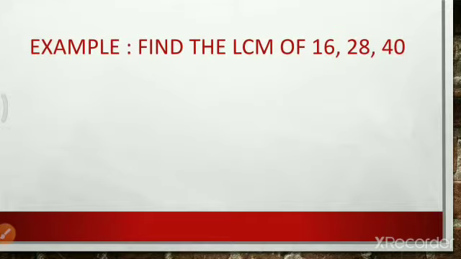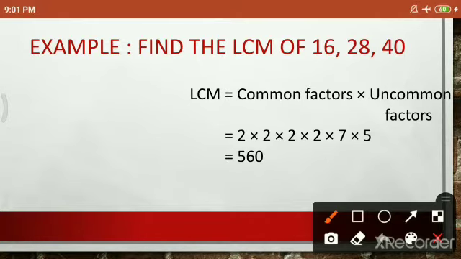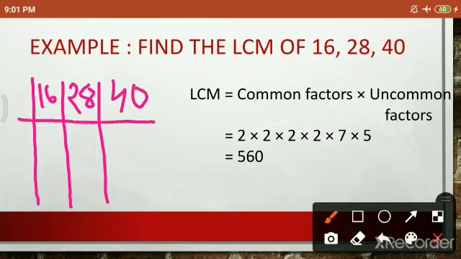Now here we have to find the LCM of 16, 28 and 40. So see how you are going to find the LCM of 16, 28 and 40. So first what you have to do? First you have to do the factorization. Clear everyone? So see, 16, 28 and 40. Now tell me, 16, 28 and 40 is divisible by which number? Now it is divisible by 2.